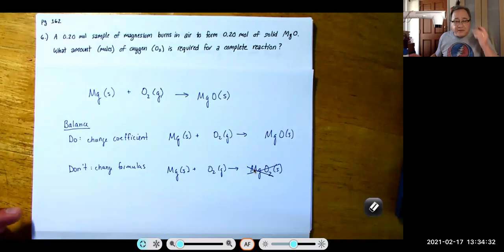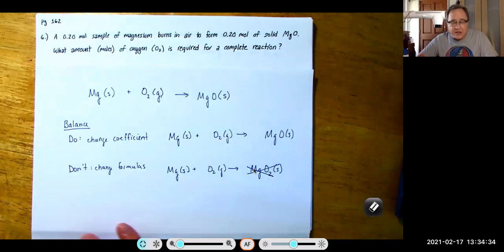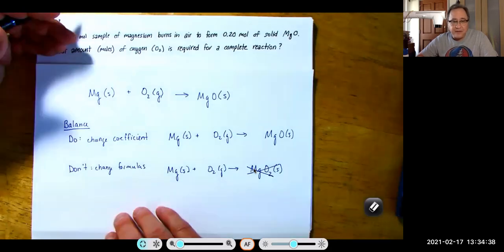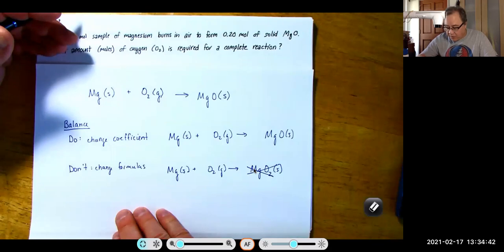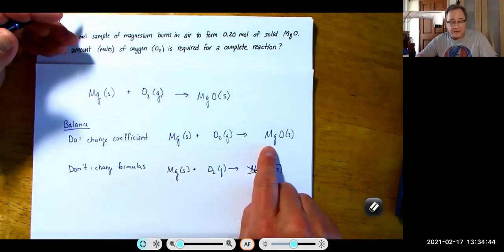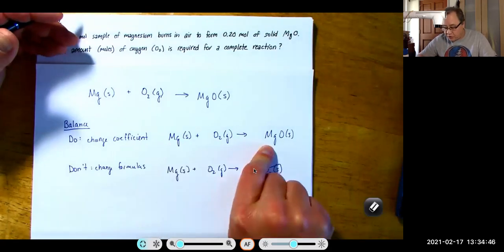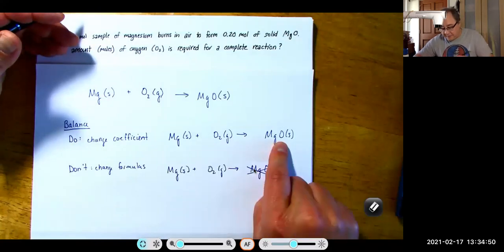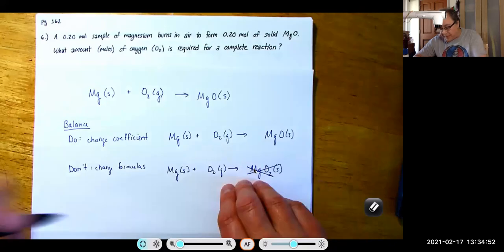So the idea is to make sure that the number of magnesium atoms on the left of the arrow equals the number of magnesium atoms on the right of the arrow. And we've got 1 and 1. And then we do the same thing for oxygen. We've got 2 and 1. So what can we do to make this even up? And I'm going to say, well, I'm going to put a 2 there.